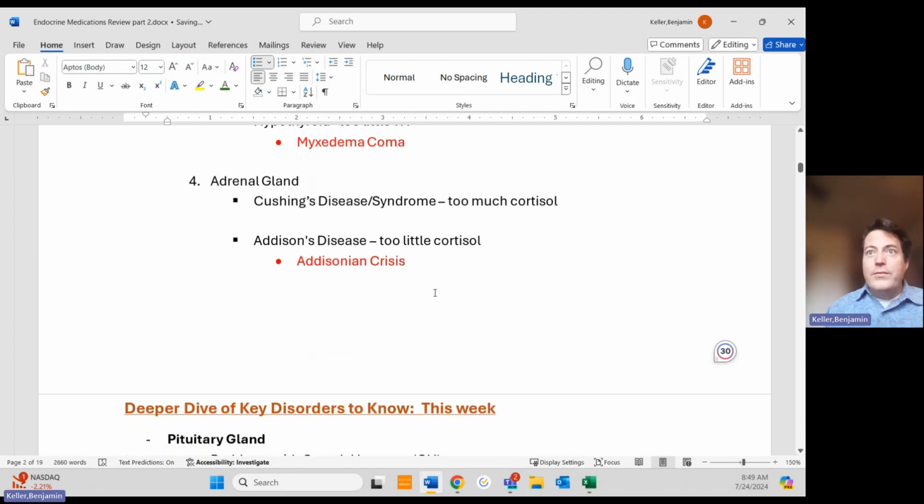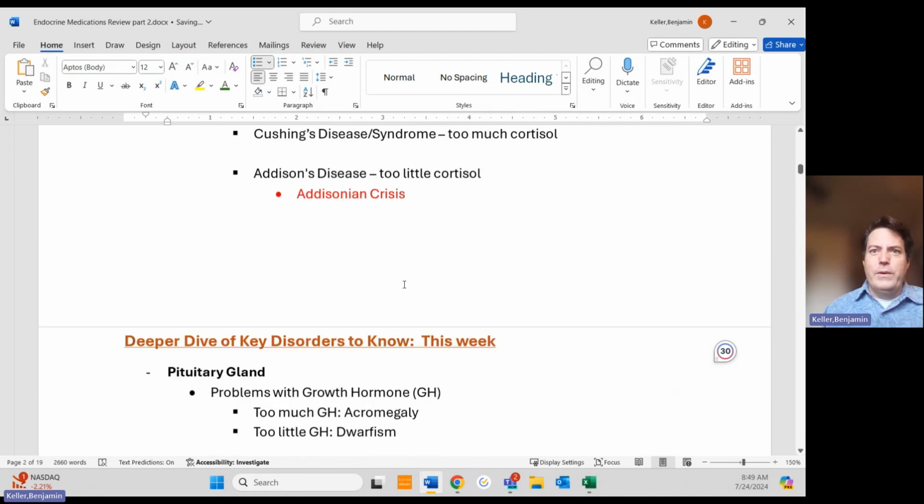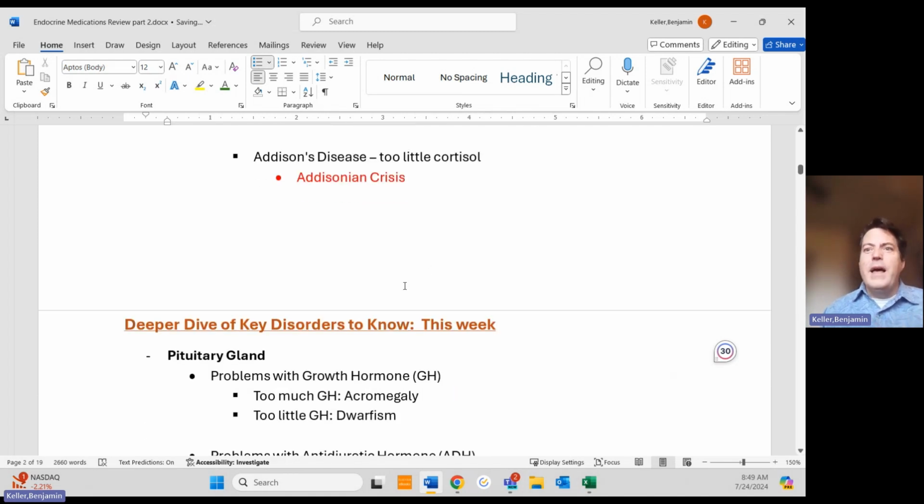For our adrenal gland disorders, the ones you really need are going to be Cushing's disease and specifically Cushing's syndrome. They look pretty much the same. The cause is different. We'll go into those a little bit, but that's going to be too much cortisol. And Addison's disease is too little cortisol and other hormones that are being released from the adrenal glands. And the thing that you need to know about that is an Addisonian crisis. So let's do a deep dive.